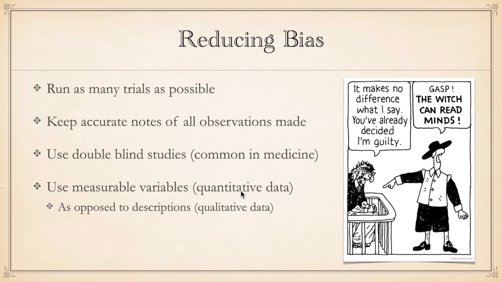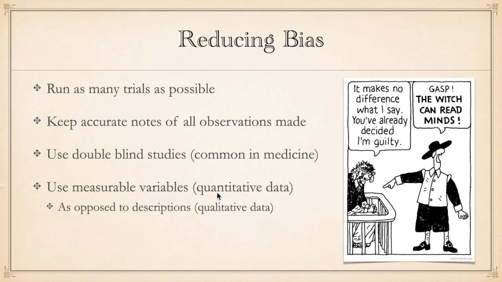Use measurable variables, so quantitative data as opposed to descriptions, qualitative data. If somebody says something's heavy, well, my version of heavy may not be your version of heavy. I've got a bad back, for example. So something that I think is heavy, you may think is really light. So you've got to be careful about that.